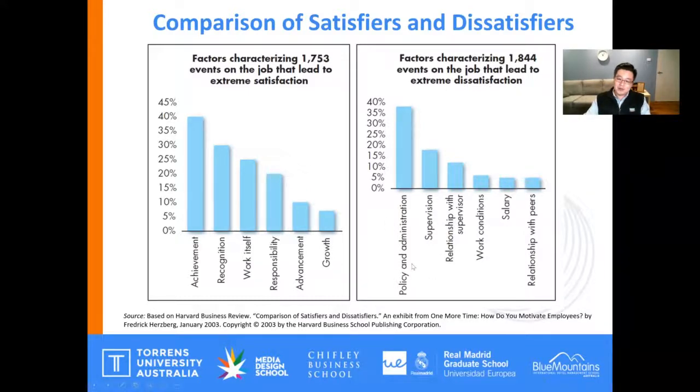For example, the policy and the administration, supervisions, relationship with the supervisors, work conditions, salaries, relationship with your colleagues. Some students might say that, okay, I'm very satisfied with my salary. Now, that could be true, but think about this. People never get satisfied by the salary. That means even if you are paid well today, maybe next year you'll think, okay, my salary is a little bit low, I want a raise. And in the next year you will think, okay, I want another raise. So for this category, especially the salary and the relationship with the colleagues, you never get really satisfied.